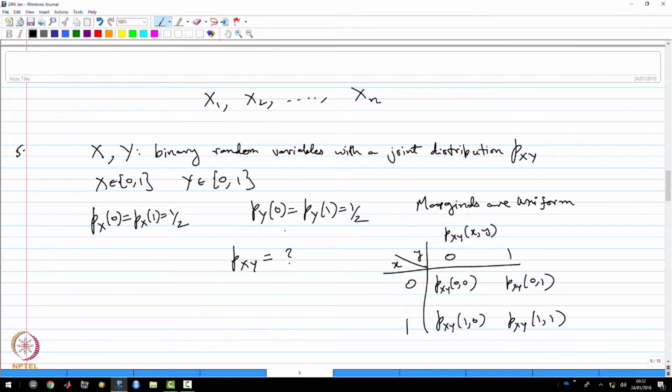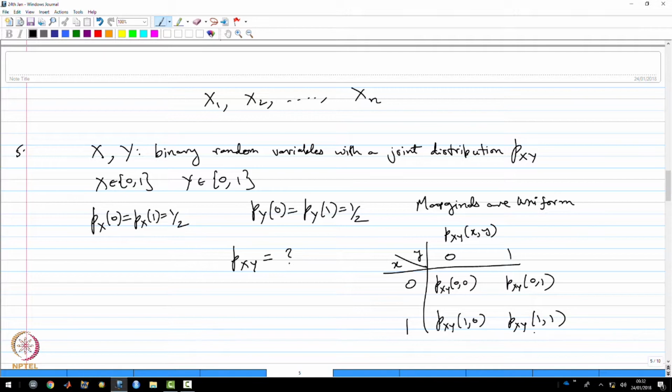So I've said the marginals are half. A lot of people would simply multiply half with half and put 1 by 4 here, 1 by 4 here, 1 by 4 here, 1 by 4 here. So that is just one possible joint PMF which gives you these marginals. There can be many other joint PMFs.